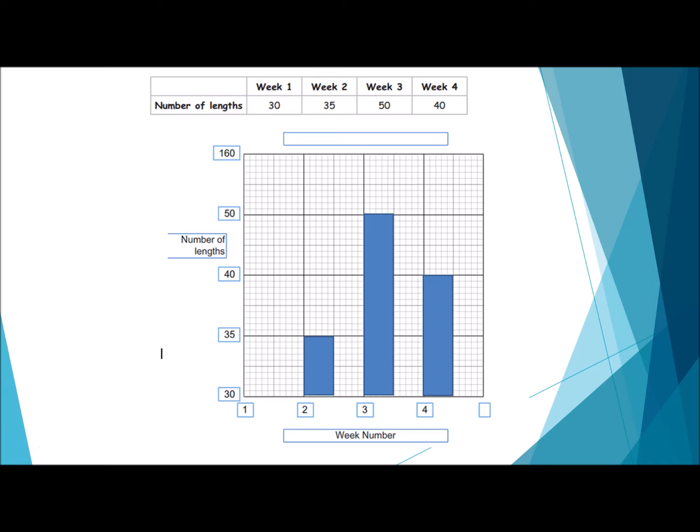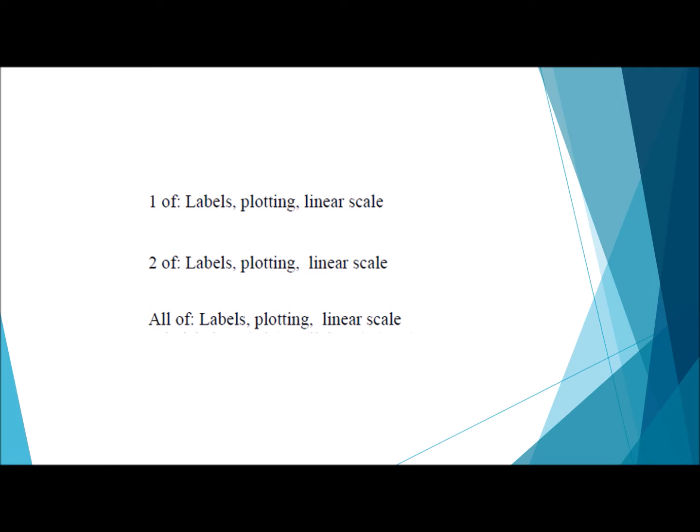Okay, so hopefully you've got a mark out of 3 in your head. Let's just have a look at generally what exam mark schemes give you marks for. 1 mark would be for having any one of labels, plotting, or a correct linear scale. 2 marks for 2 of those things, and 3 marks for all of them. So let's go back and have a look.